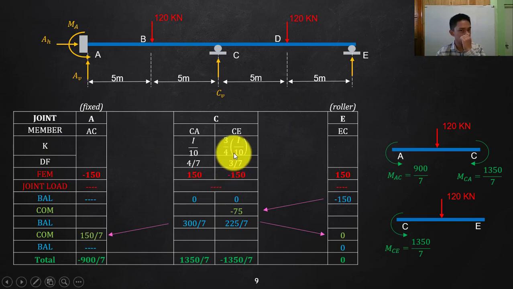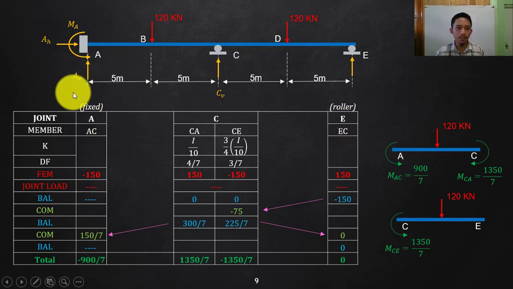So this is now what we call the moment distribution table. So what will I do? First, of course, identify the joints. So what are the joints? Do not consider B and D as joints, since that is just where the load is applied. That is still a single member. So your joints on the continuous beam are A, C, and E. I will write that down: A, C, and E.